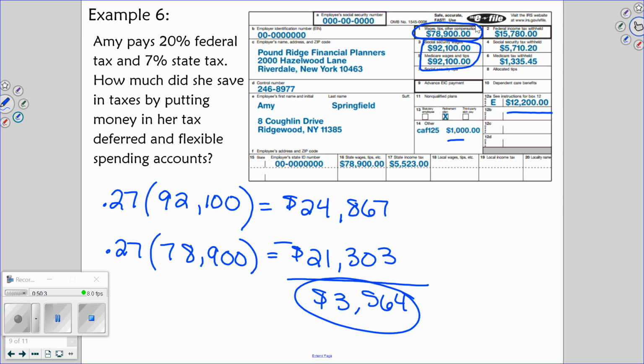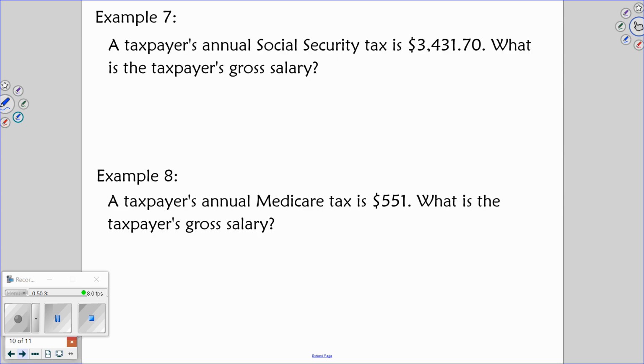All right, examples 7 and 8 are actually pretty quick and easy. A taxpayer's annual Social Security tax is $3,431.70. What is the taxpayer's gross salary? What percent is Social Security? Good. We know Social Security, we said, is the 6.2%. So normally, how do we figure it out?